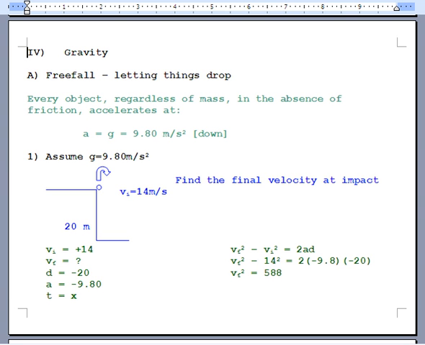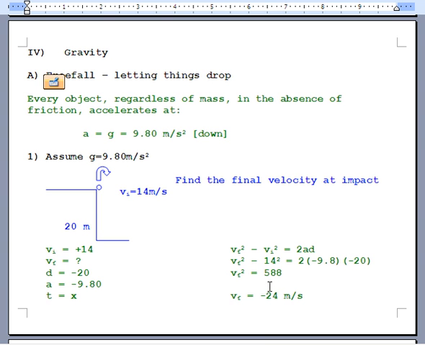Now, I guess there is a small issue here. You're going to get vf squared equals 588. You're going to square root that and get an answer of 24 meters per second. But we probably should add the negative sign onto it because the object is falling downwards. We were really picky about the negative sign with the negative 20. We're picky about the acceleration at negative 9.8. And here we should be picky also about that final velocity being in the downwards direction.